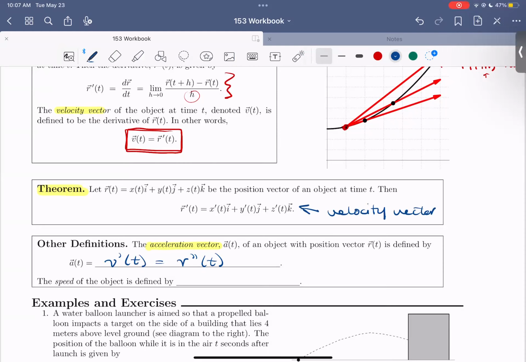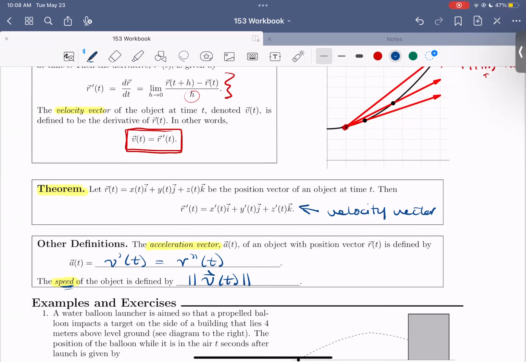And one other definition here relating to that velocity vector, we can compute the speed of the object. That is going to be the length of that velocity vector. So the velocity is a vector, so it gives us a magnitude and a direction, but the speed just tells us the magnitude.